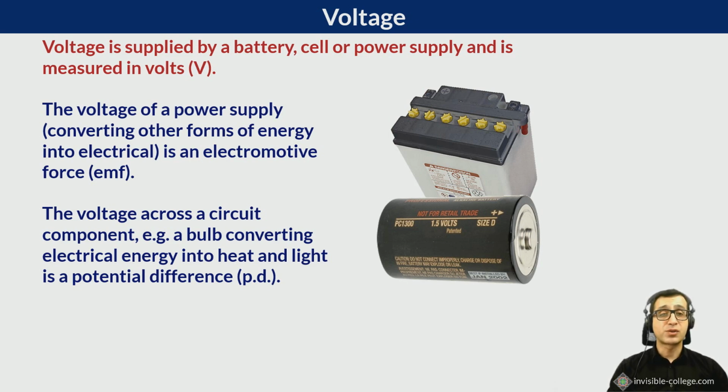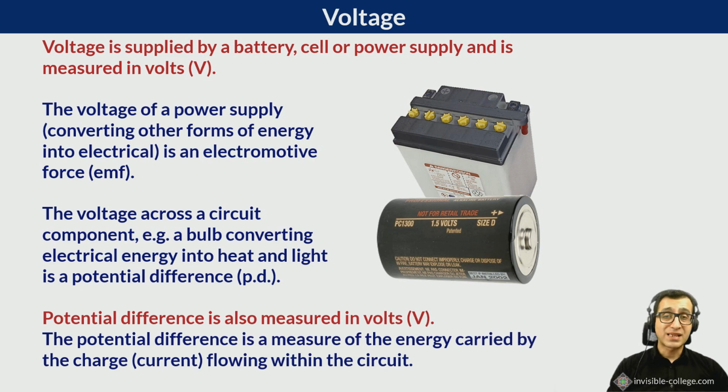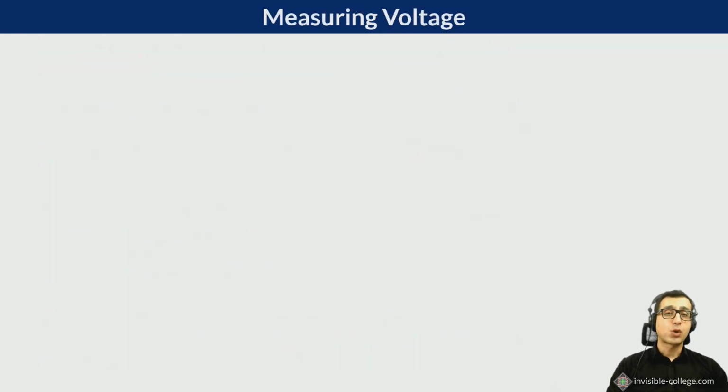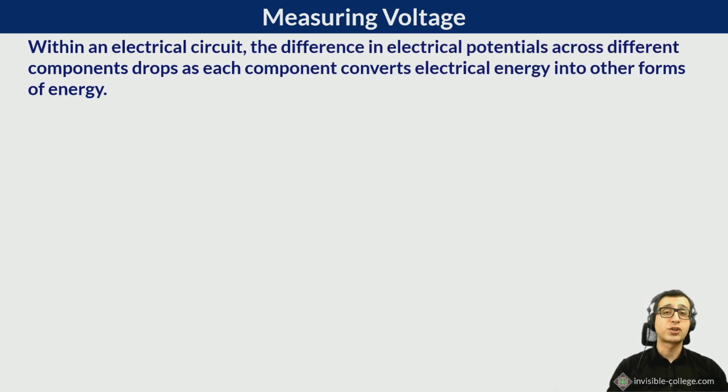So potential difference is also measured in volts. The potential difference is a measure of the energy carried by the charge flowing within the circuit. So within electrical circuits, the difference in electrical potentials across different components will drop as each component converts some of that electrical energy into other forms of energy.